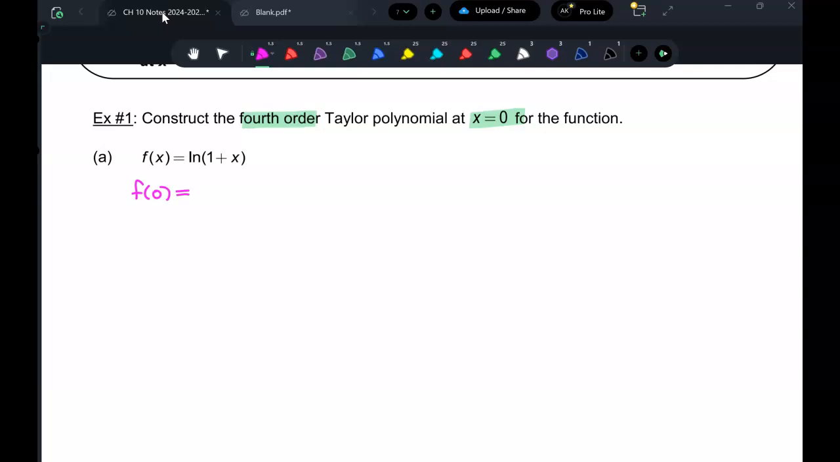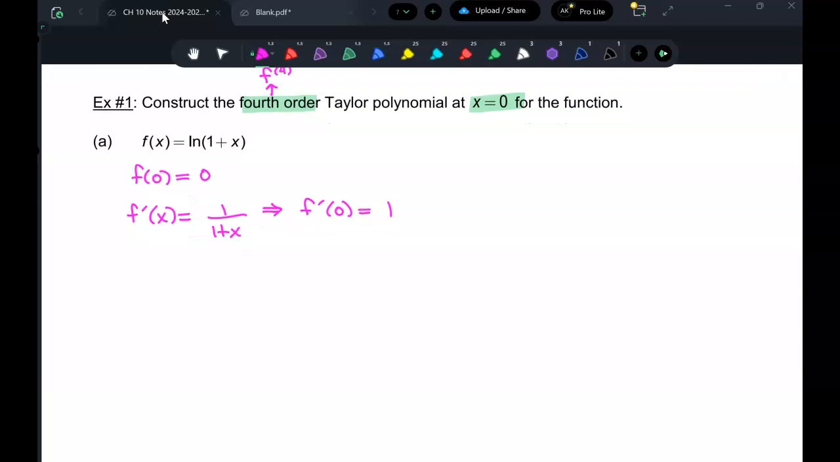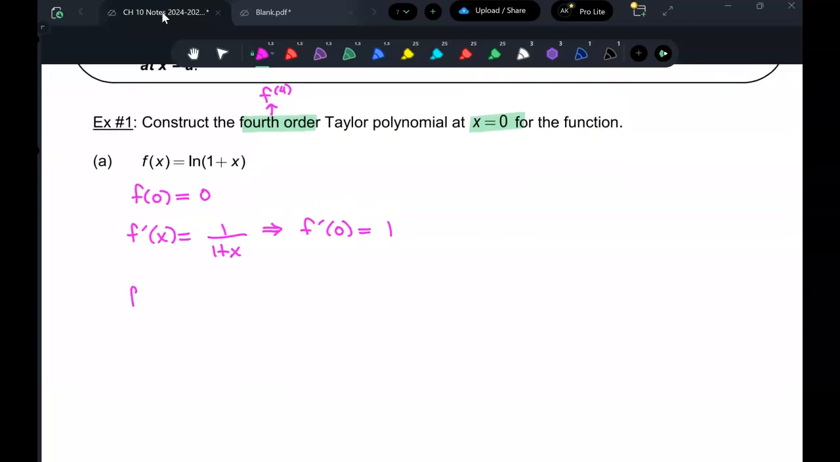Let's just figure out f of 0. So that's just going to be 0. Now, f prime of x is going to be 1 over 1 plus x. Okay, so again, what we want to do is go to the fourth derivative. So the second derivative is going to be negative 1 over 1 plus x squared.